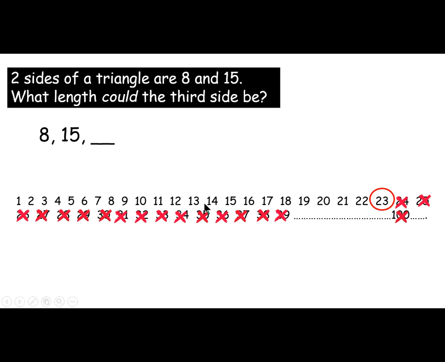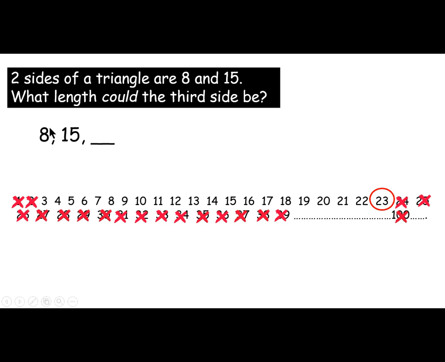But actually, not anything. What if we go down to the other extreme? What if we went to the number 1 here? If my third side was 1, the two small sides now are 8 and 1. Is 8 plus 1 more than 15? No, so 1 wouldn't work. How about 8 plus 2? Is that more than 15? No, so 2 won't work.